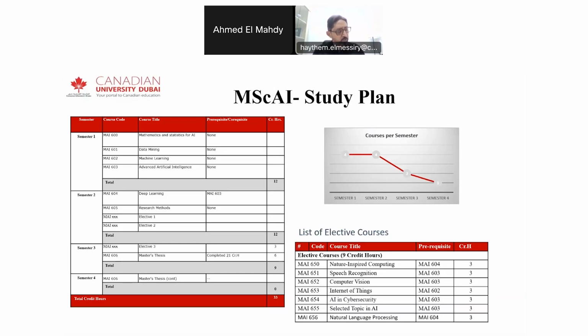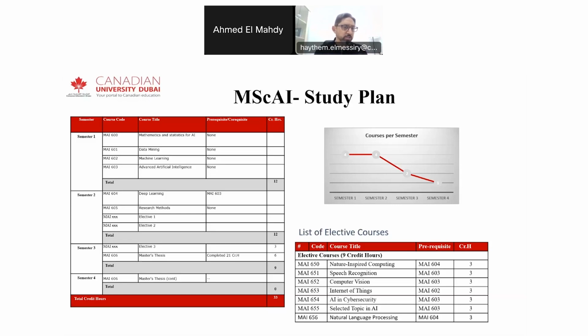So we are taking the student from the knowledge base to the technical base to the research base as well. Here we are moving stepwise, and this will go within a duration of 4 semesters, most probably covered within 2 years for a full-time student. You can find the list.